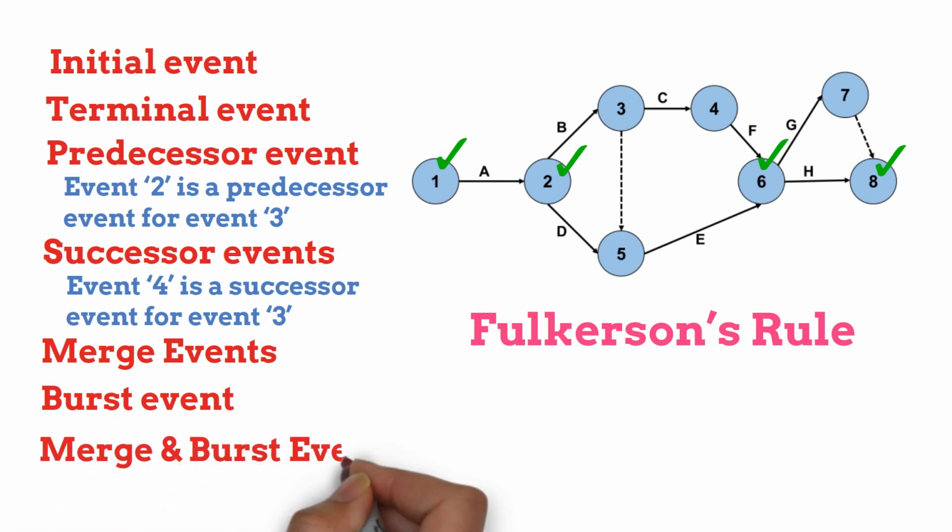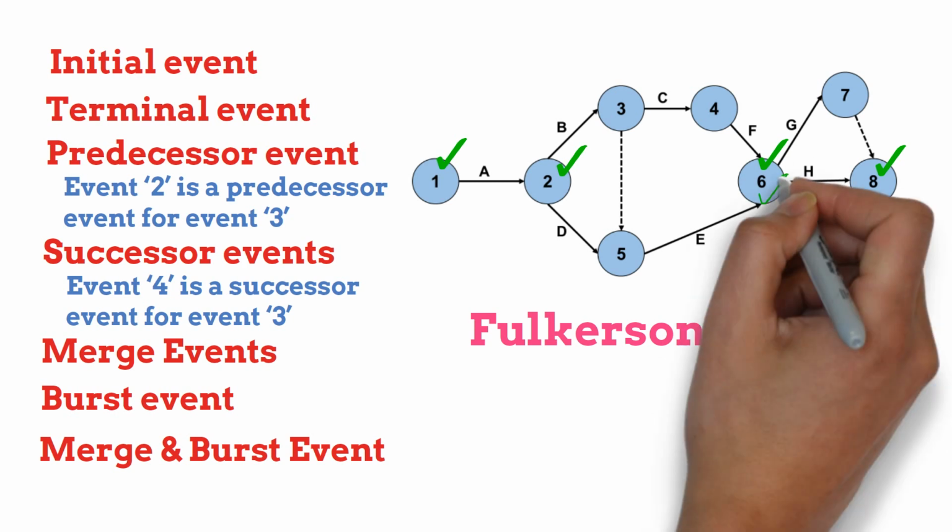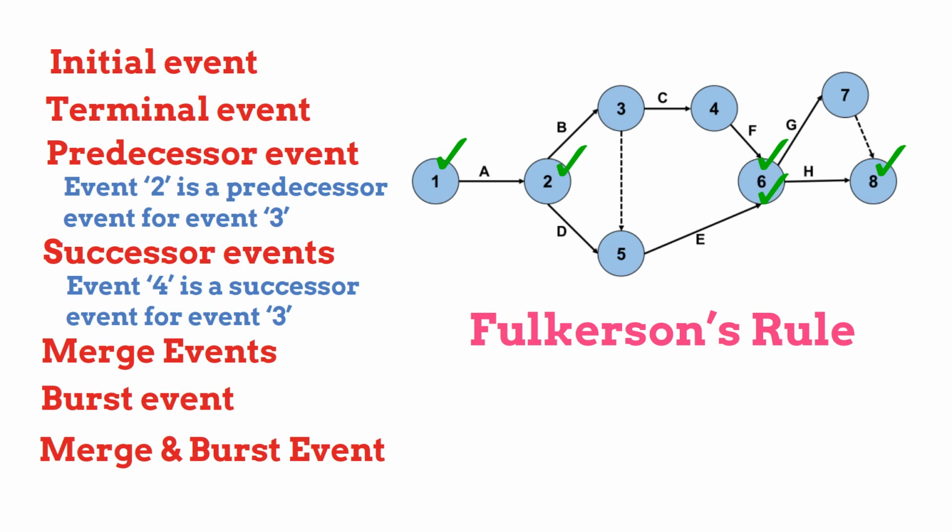Merge and burst event. When more than one activity comes and joins an event, and at the same time more than one activity leaves an event, it is called a merge and burst event. Event 6 is a merge event for activity E and activity F, and is the burst event for activity G and activity H. So, it is a merge and burst event.